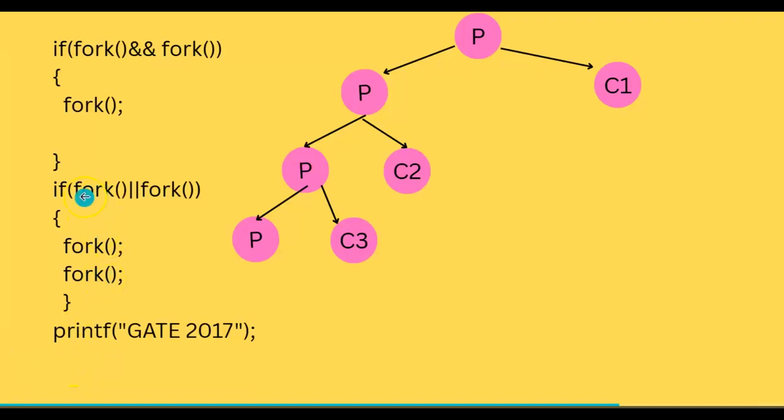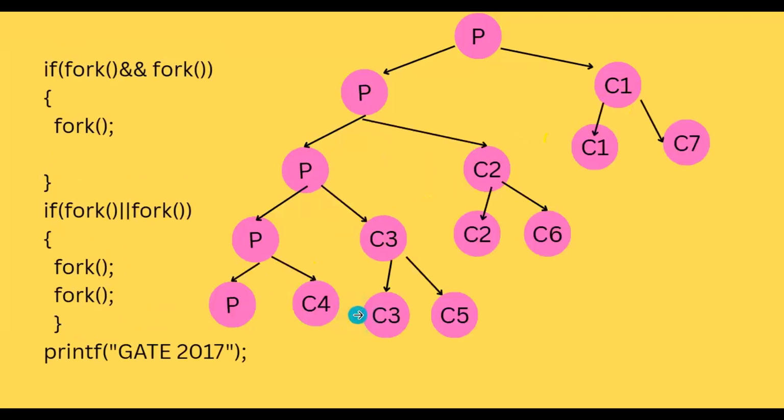Now for this fork system call, all these processes will create child processes, that is P, C3, C2 and C1. You can see it in the tree diagram. So P created child process P and C4, C3 created child process C3 and C5, C2 created child process C2 and C6, C1 created child process C1 and C7.